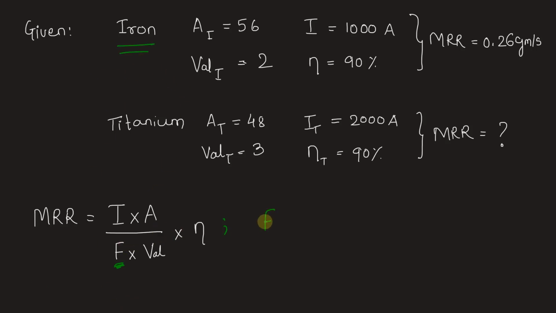So let's find out. Faraday's constant here will be F equal to current for iron, 1000, into atomic weight of iron, 56, divided by valency for iron, 2. The material removal rate goes in division on the right hand side, which is 0.26 grams per second, and the efficiency of current is 90%, so we can write this as 0.9. When this is calculated in a digital calculator, we get the Faraday's constant to be 96,923.